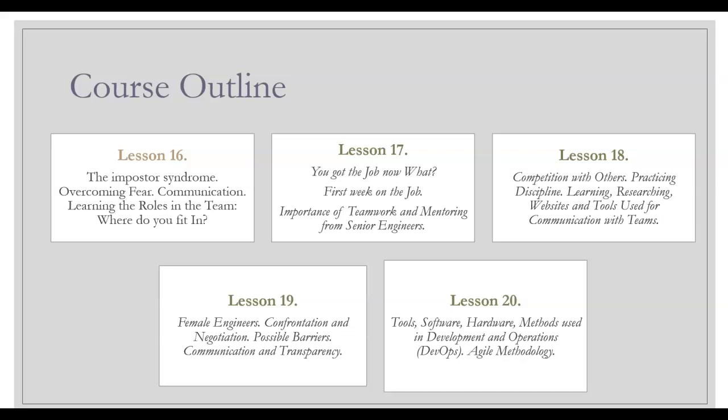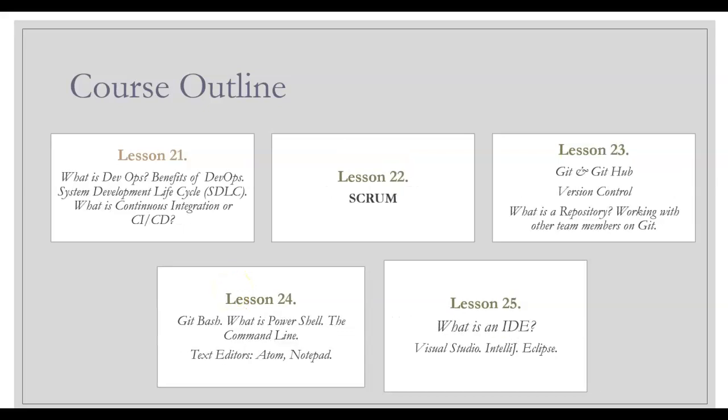On lesson 20, finally, we're getting hands-on. We're going to talk about tools that are used in software, hardware, and methods used in development and operations, also called DevOps, and we'll be talking about agile methodology. This is going to be covered extensively through the course, just because agile methodology is pretty much used for everything in software right now, and it's part of what we call the system development life cycle. As you can see, it's in lesson 21.